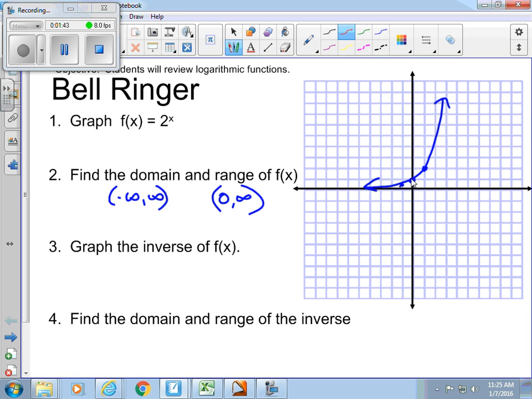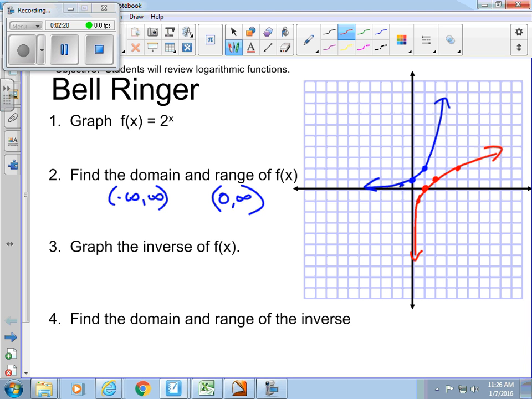So the graph of the inverse, if you didn't know what the inverse was, instead of 0, 1, I would have 1, 0. Instead of negative 1, 1/2, I would have 1/2, negative 1. Instead of 1, 2, I would have 2, 1. And if I wanted to plot more, instead of 2, 4, I'd have 4, 2. And yes, you do get a reflection over the line y equals x. I heard several of you say that you would do that. So the red line is the inverse.